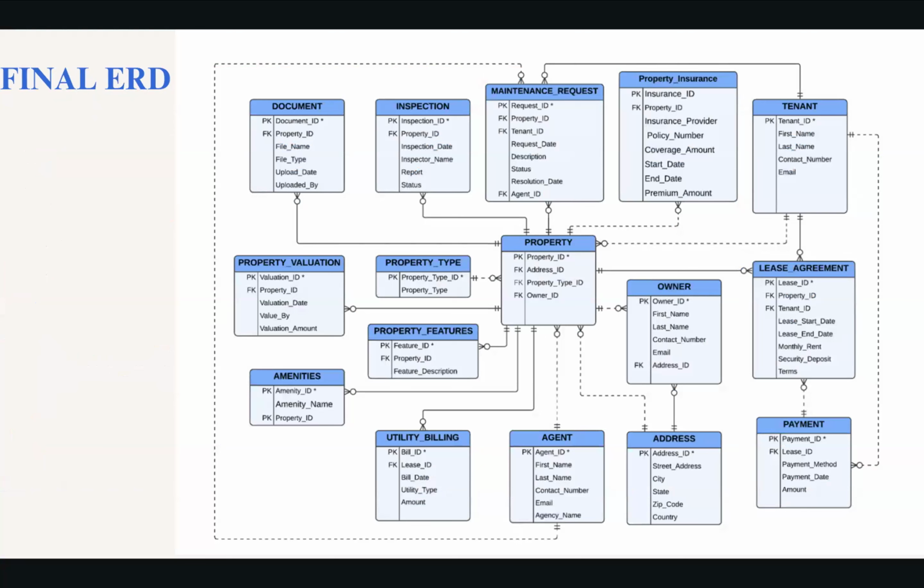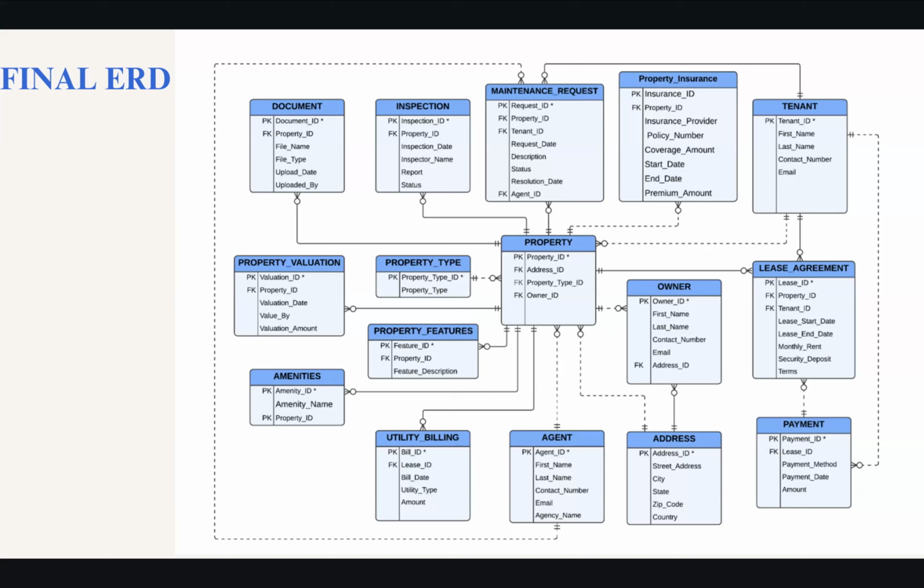We have a total of 16 entities, property being the central entity. It links other key tables. Next is the owner, tenant, and lease agreement. The owner has a one-to-many relationship with properties, as one owner can own multiple properties. The tenant entity with tenant details is connected to lease agreement, and lease agreement acts as a bridge between property and tenant. Next, we have maintenance request, utility billing, payment, and amenities. All these entities are connected to property for easy retrieval.